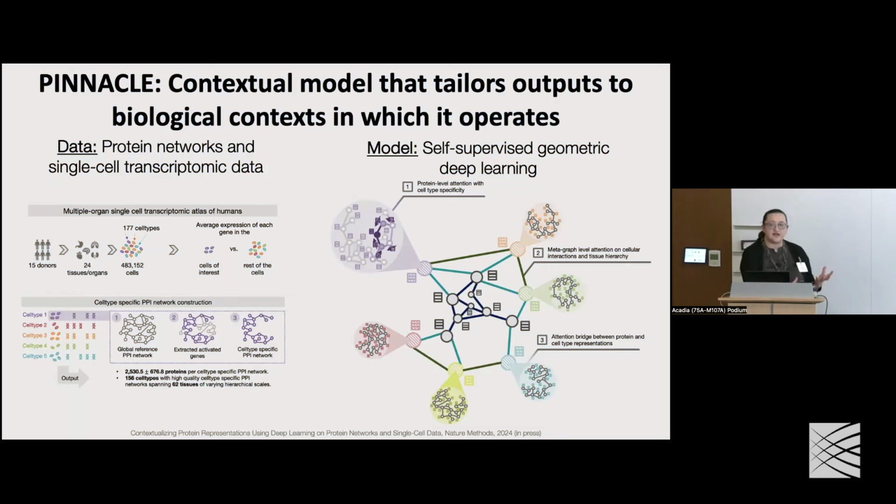Once we have that integrated cell type specific network representation, we train and develop a new model that operates on this collection of cell type specific networks that are connected with each other based on cell and tissue hierarchies, in order to learn cell type specific protein representations. So let's first talk about the data, and then I will talk about the model. After that, I'll discuss some of the results of Pinnacle.